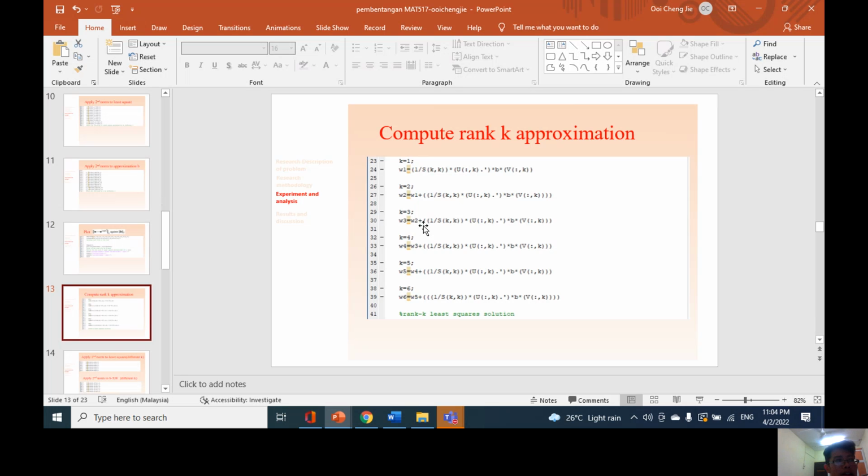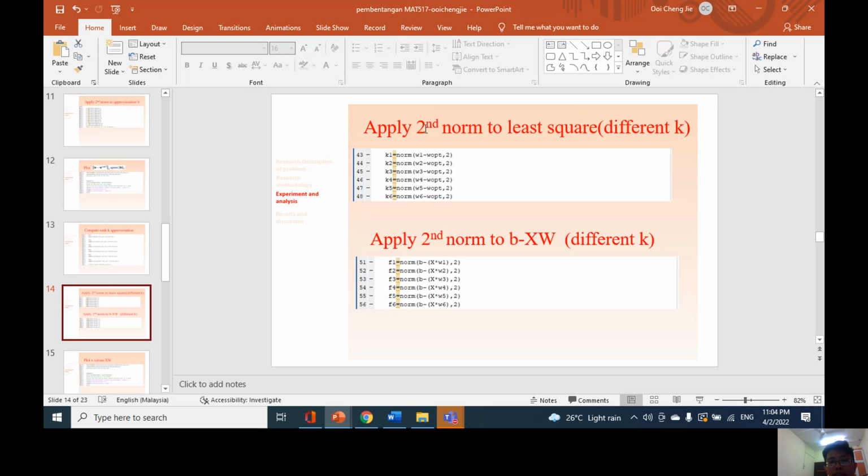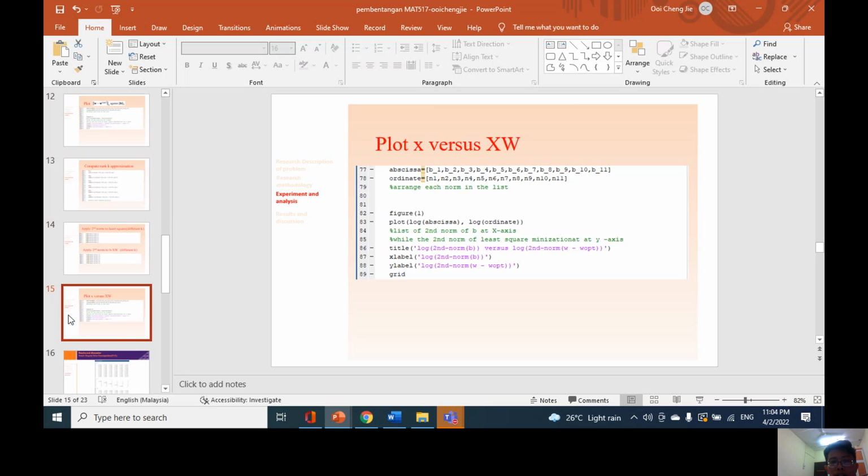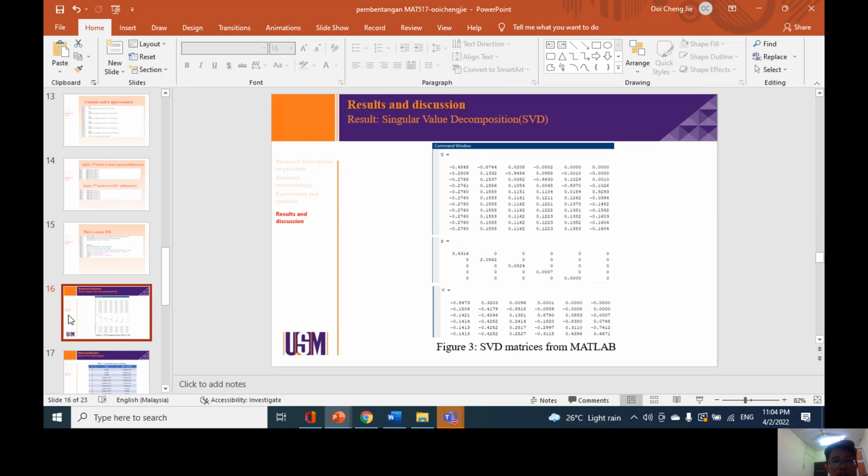The generation of the X matrix and also the observation matrix is the same. The only difference is we are going to have the rank K approximation, in the code for this part, from K equal to 1 all the way up to K equal to 6. Then we apply the second norm to the least square at a different K, B minus SW as well. Then we are going to plot X versus capital XW. And right now, I'm going to show you the result and discussion.